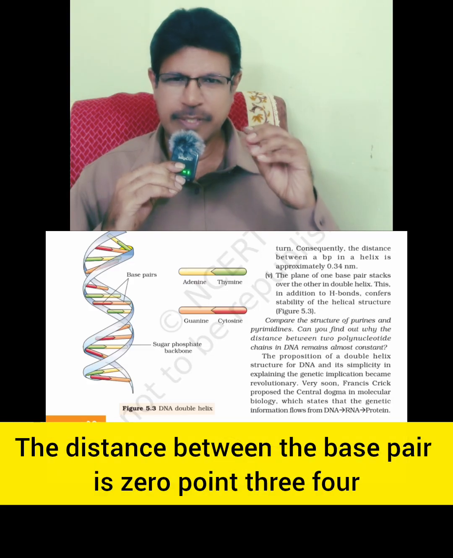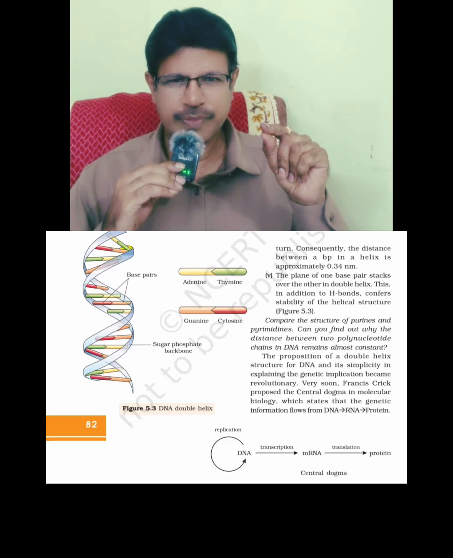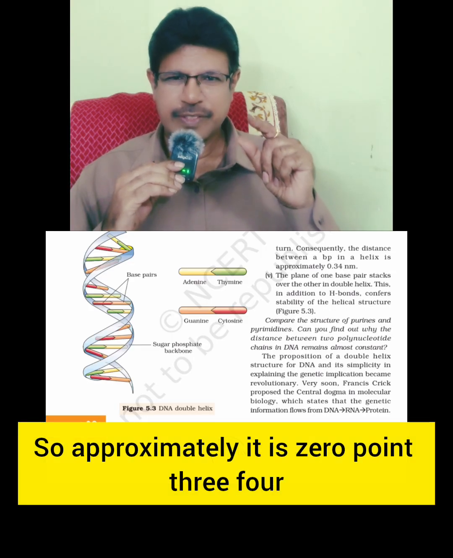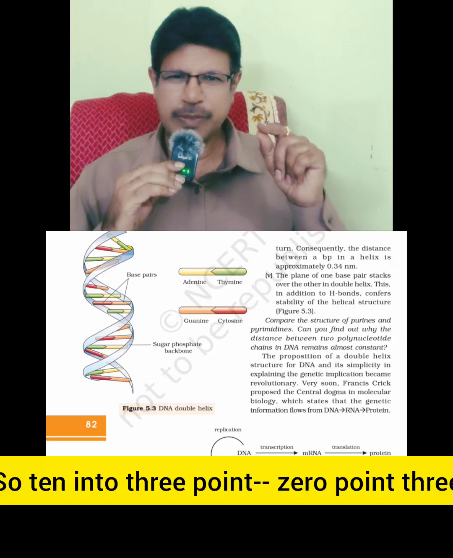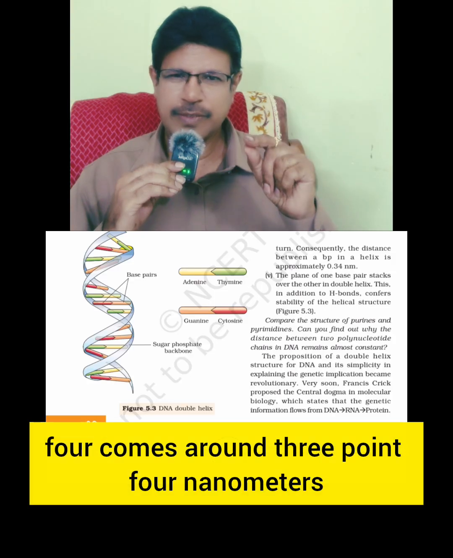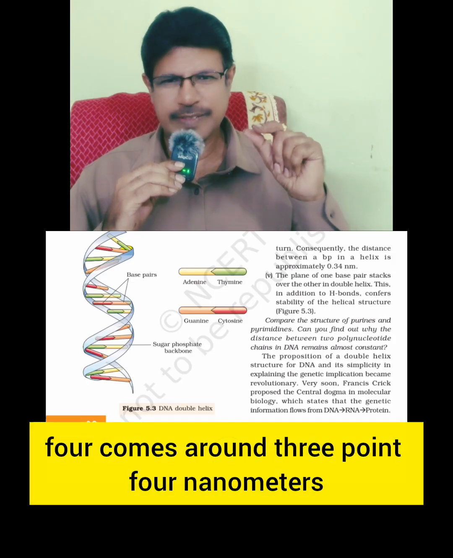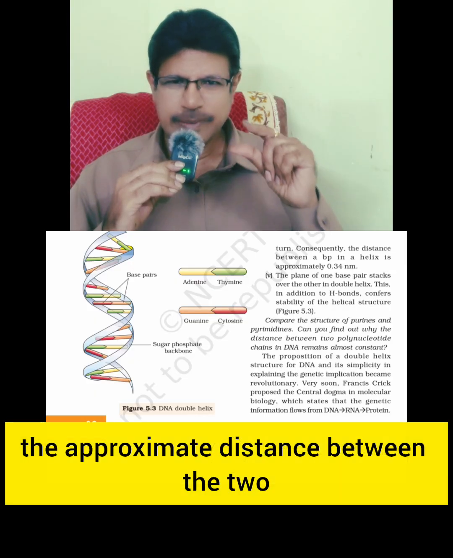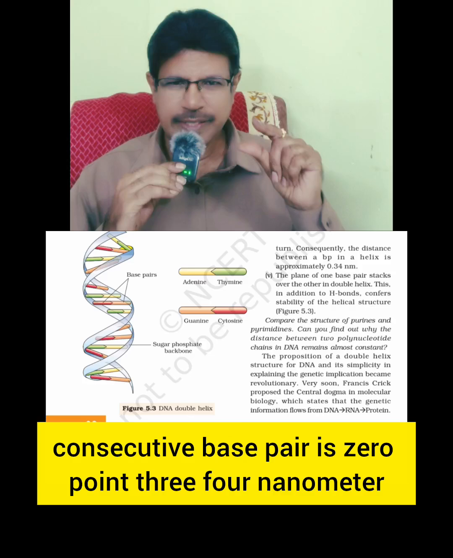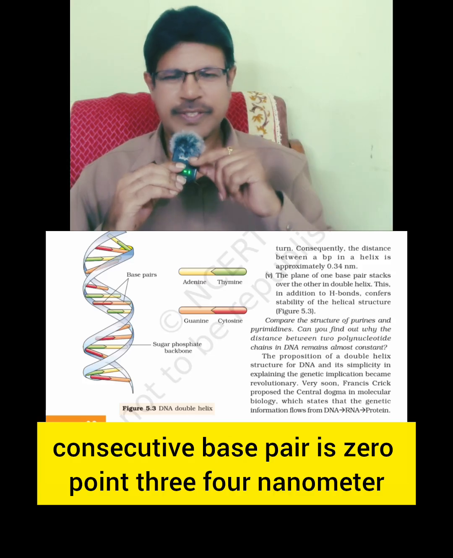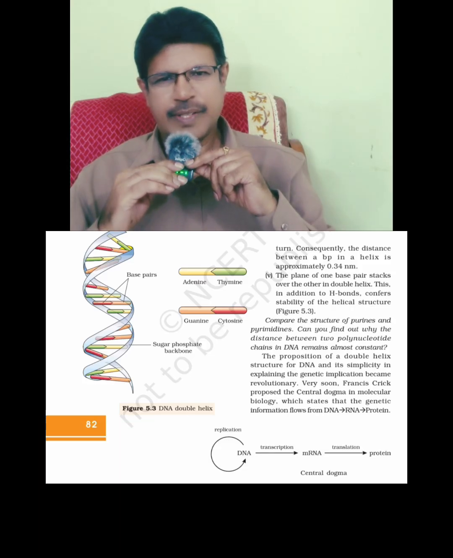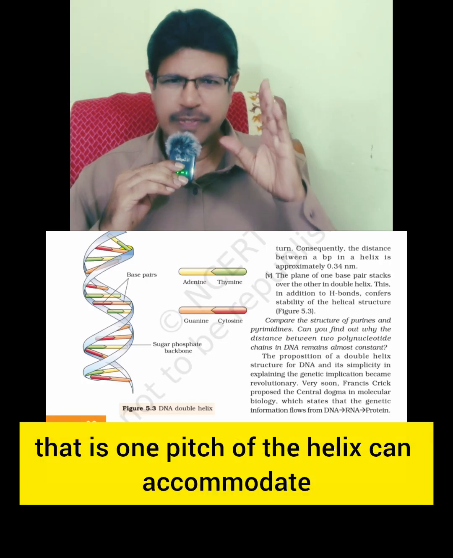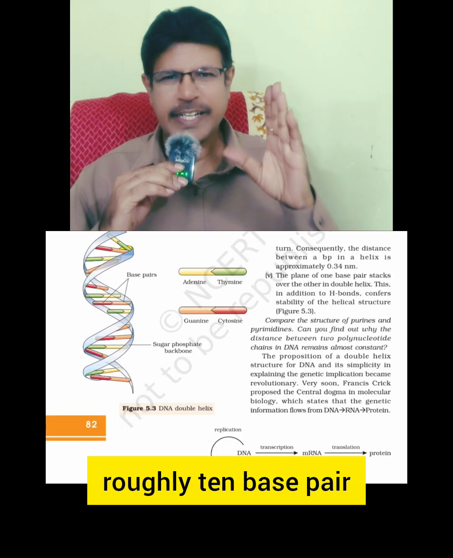The distance between the base pairs is 0.34, so approximately it is 0.34. So 10 into 0.34 comes to around 3.4 nanometers. So the approximate distance between two consecutive base pairs is 0.34 nanometer. Next. So one turn of the helix, that is one pitch of the helix, can accommodate roughly 10 base pairs.